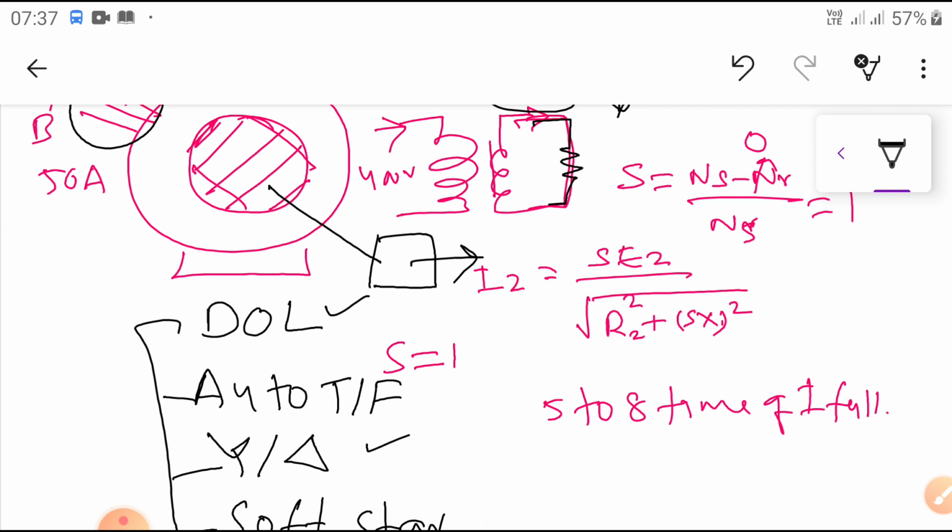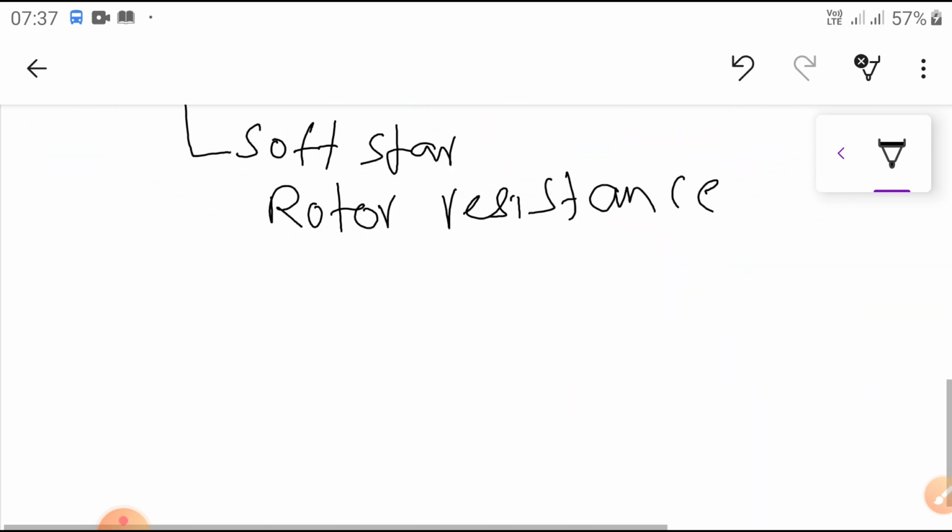Dear students, for any starter we require two coils. What are the coils? The overload coil and the no-volt coil. So already we have seen this in the previous classes. Okay, so this is the basic concept.